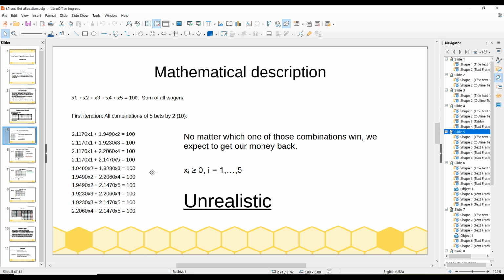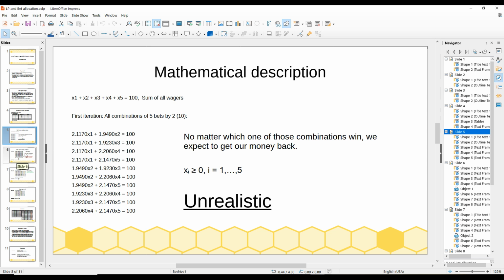In this case, for all combinations of 5 bets taken 2 at a time, we need to get our money back. These are the equations. If we win the first and second bet, we get our money back. The first and third bet, we must get our money back, and so on. Of course, this formulation is unrealistic and probably infeasible. Definitely infeasible.